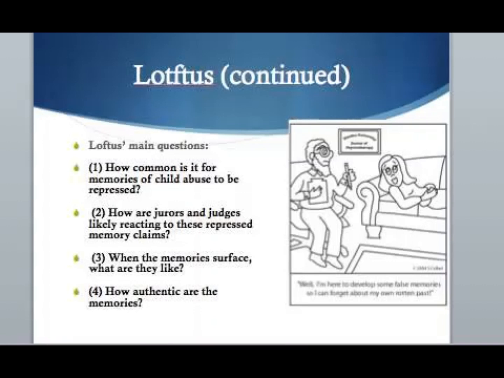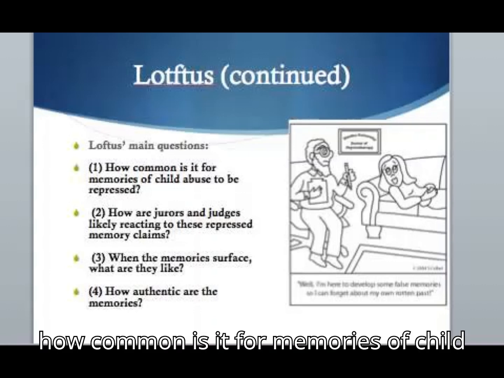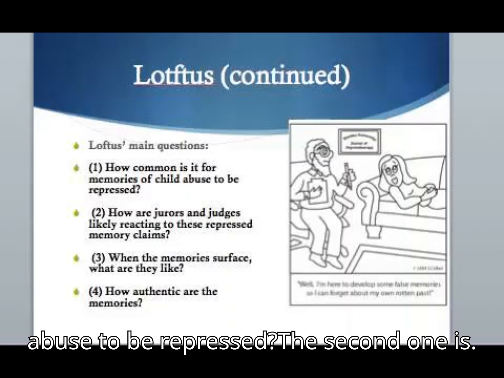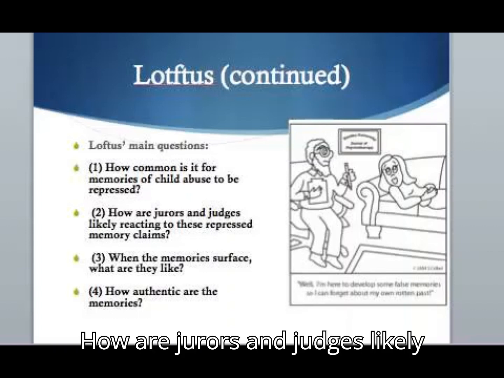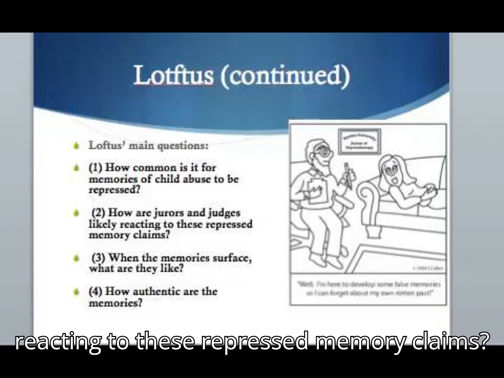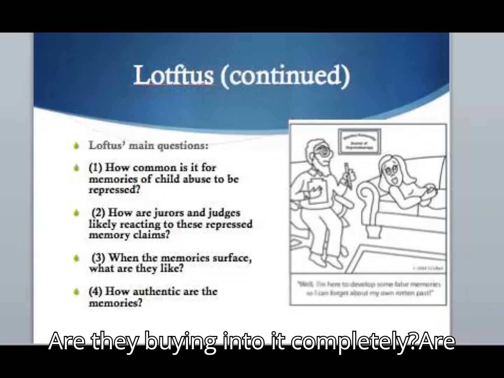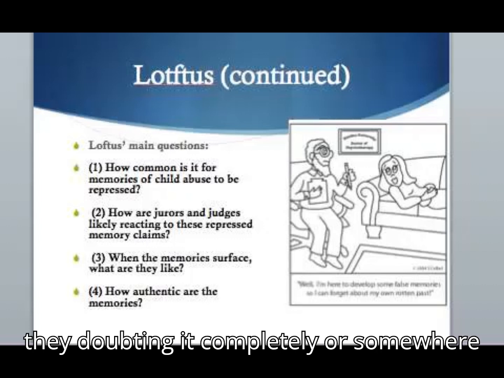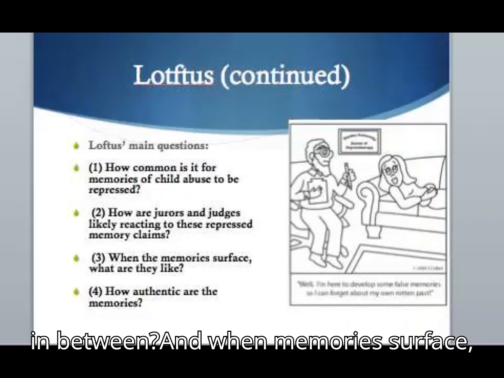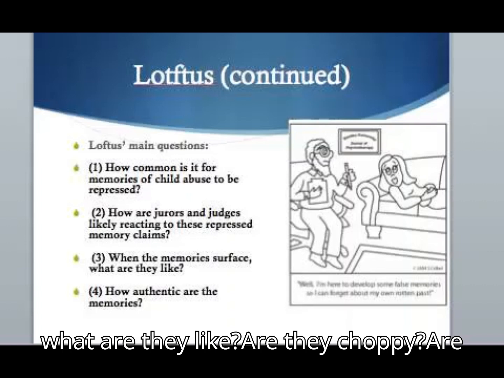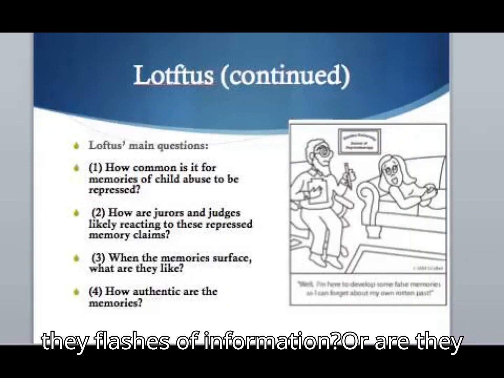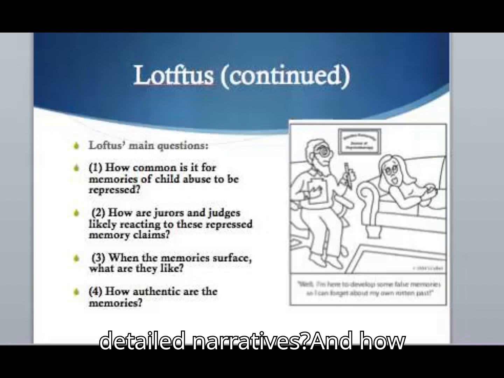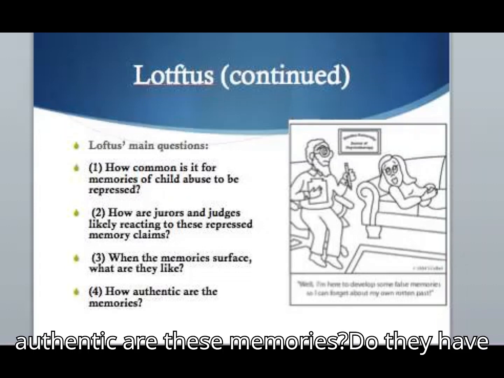The first one is, how common is it for memories of child abuse to be repressed? The second one is, how are jurors and judges likely reacting to these repressed memory claims? Are they buying into it completely? Are they doubting it completely, or somewhere in between? And when memories surface, what are they like? Are they choppy? Are they flashes of information? Or are they detailed narratives? And how authentic are these memories?